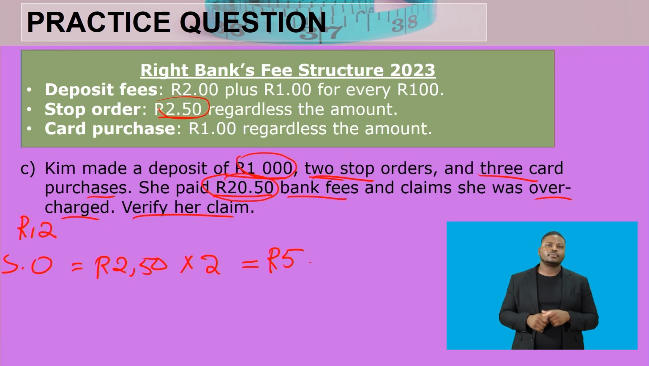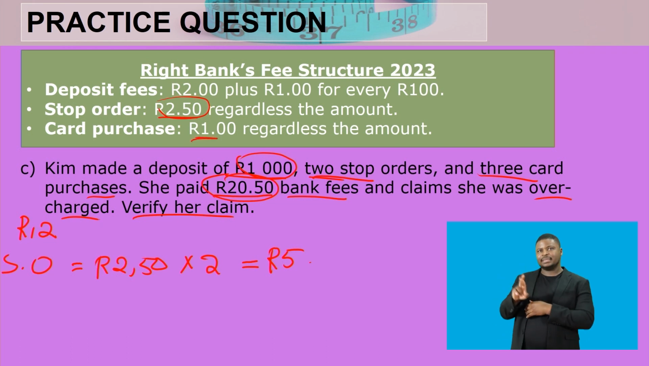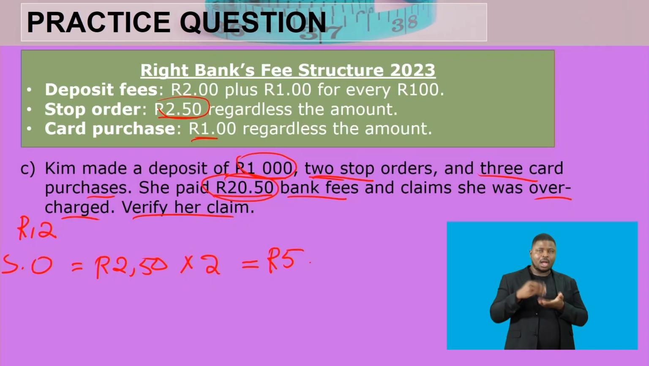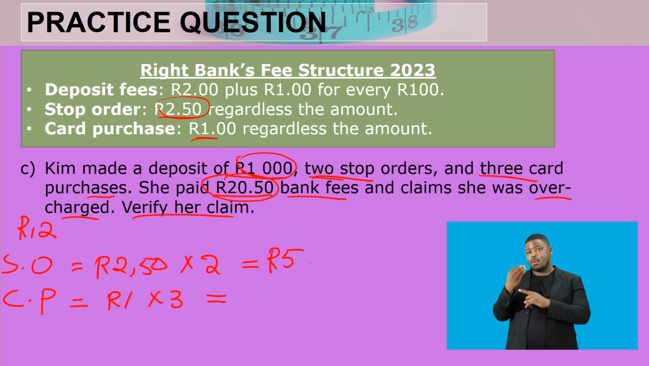Then we go to the 3 card purchases. A card purchase is charged at 1 rand regardless of the amount. So it's not affected by the amount that you bought stuff with. So it is 1 rand for each of them. How many card purchases did she make? She made 3 of them. So it means for the card purchase, I will abbreviate it as CP. Then we have 1 rand multiplied by 3. What is 1 times 3? Any number multiplied by 1 is that number. So we get 3. Now we've got the total.